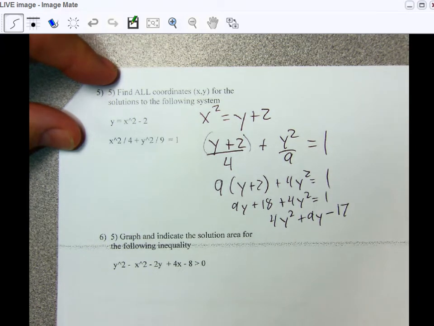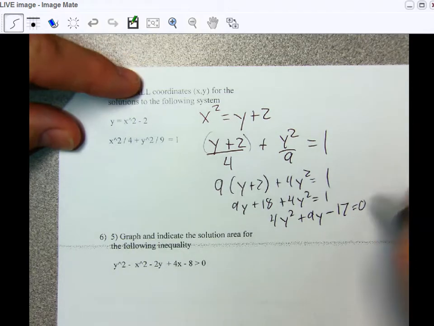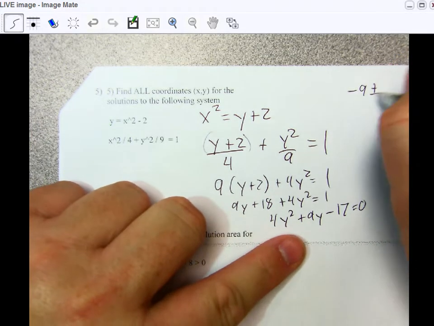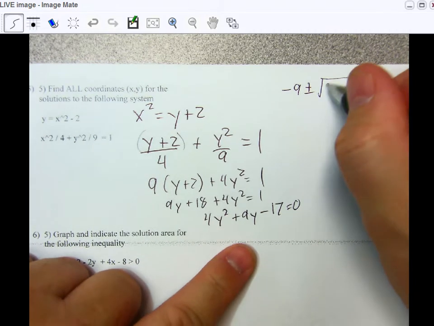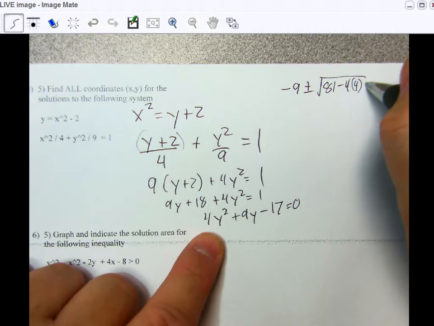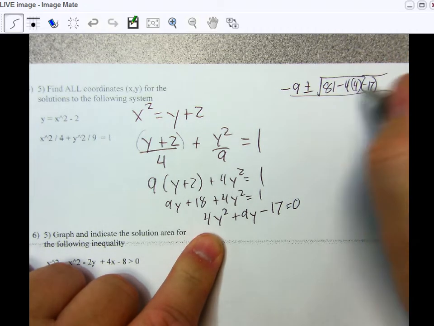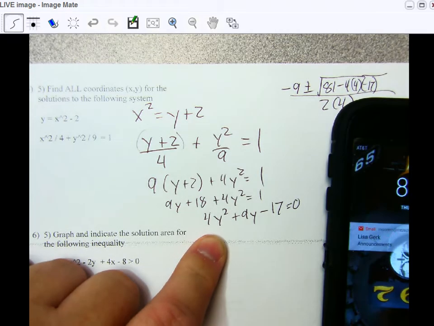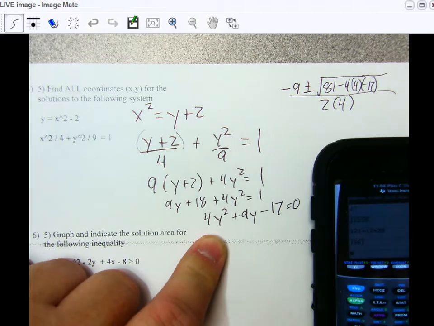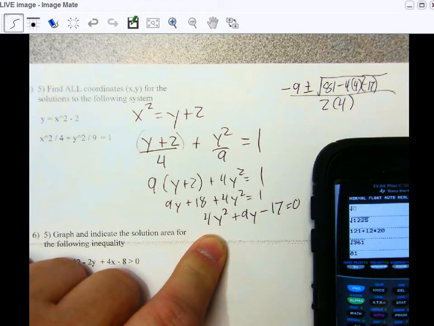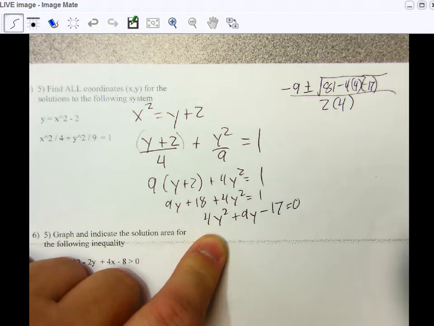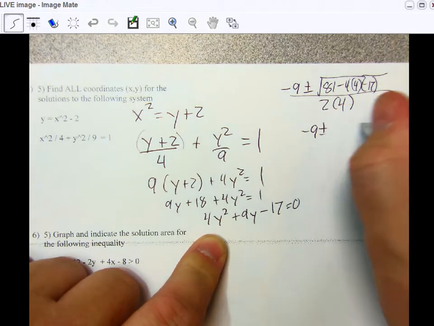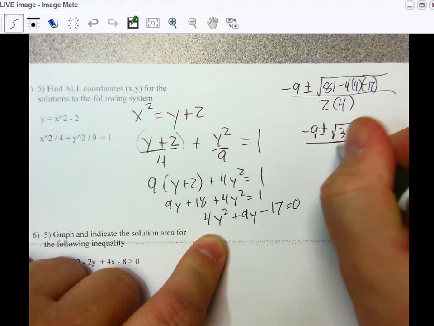Is there any good way to do that? No. So you do the opposite of b. So you get -9 plus or minus the square root of b squared minus 4 times a times c. That's a -17, so it's going to become positive, over 2a, which is 4. So I'm going to take my calculator, and it's going to be nothing more than 81 plus 16 times 17. Answer is 353. Is that correct? Yes, 353. So -9 plus or minus root 353 all over 8.